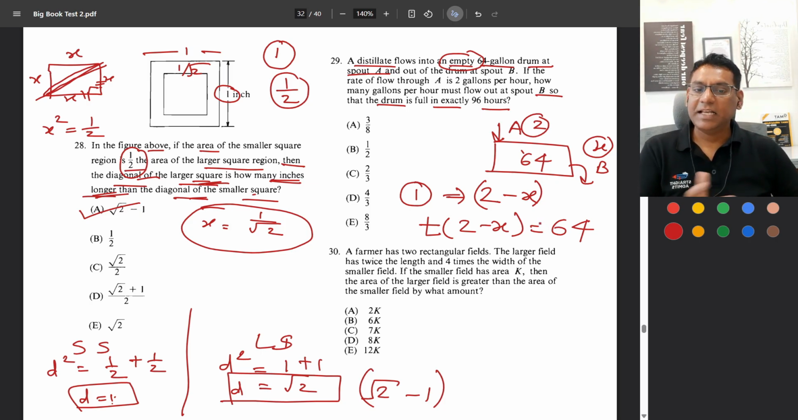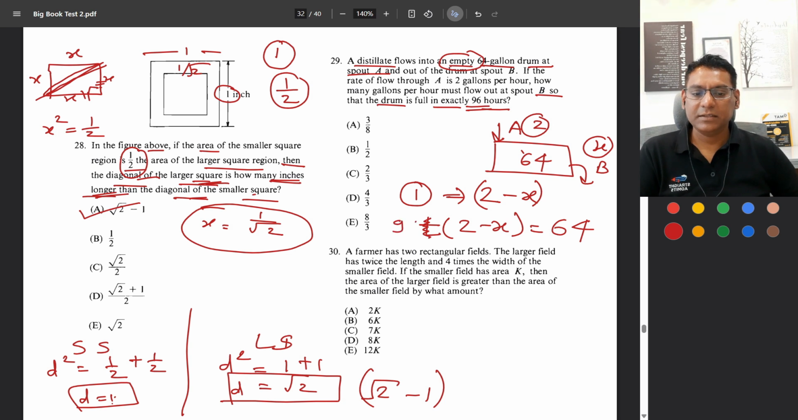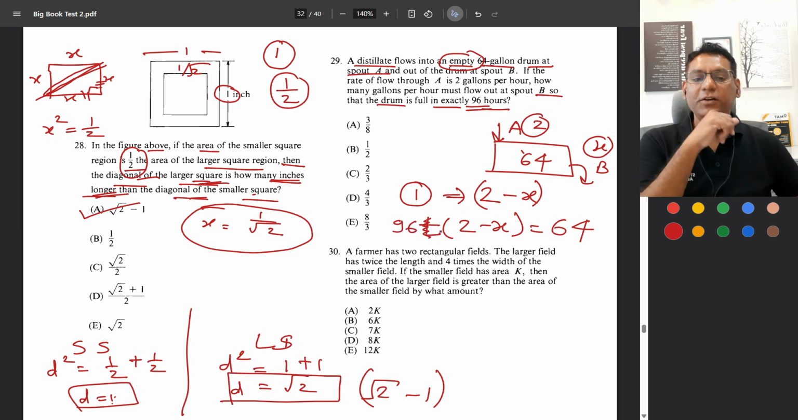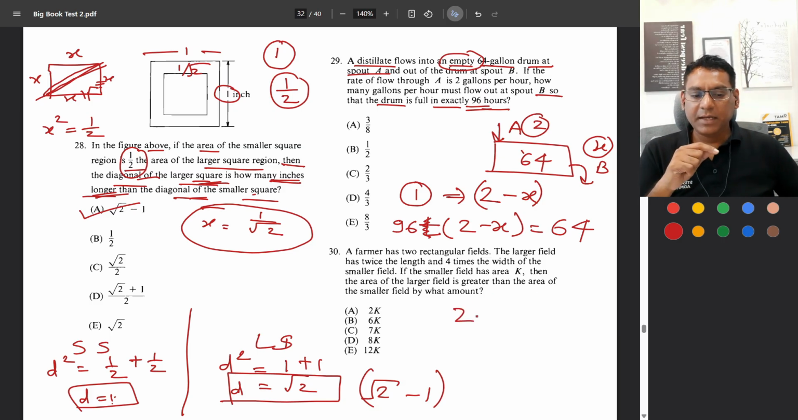That's basically what I have to find out. How do I have two variables now? If the 2 gallons per hour, how many gallons per hour must flow out? Exactly 96 hours. Okay, so this 96 is given actually. Sorry, it's not T, it's 96. That's why I was wondering why I have two variables. So 96 hours, again 2 minus X at the end of the first hour, 96 such hours. At the end, I get 64 gallons full.